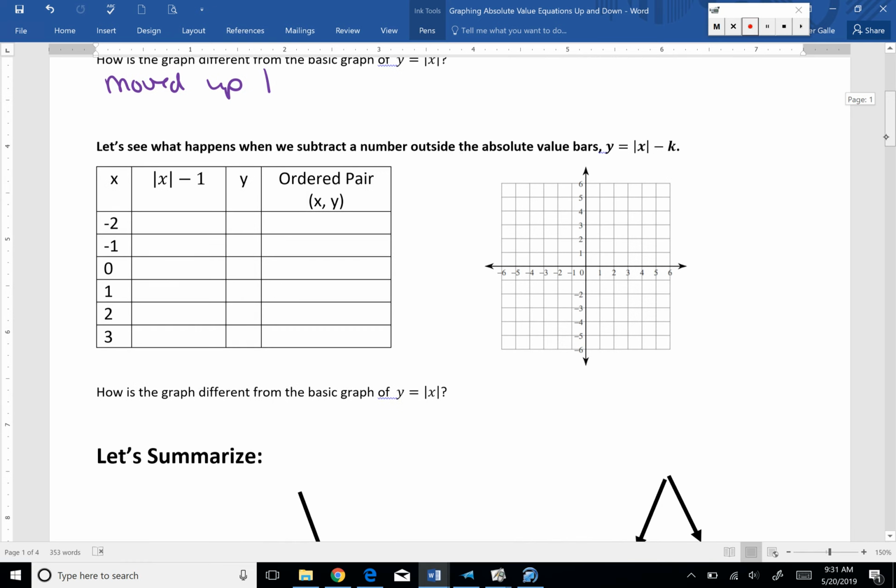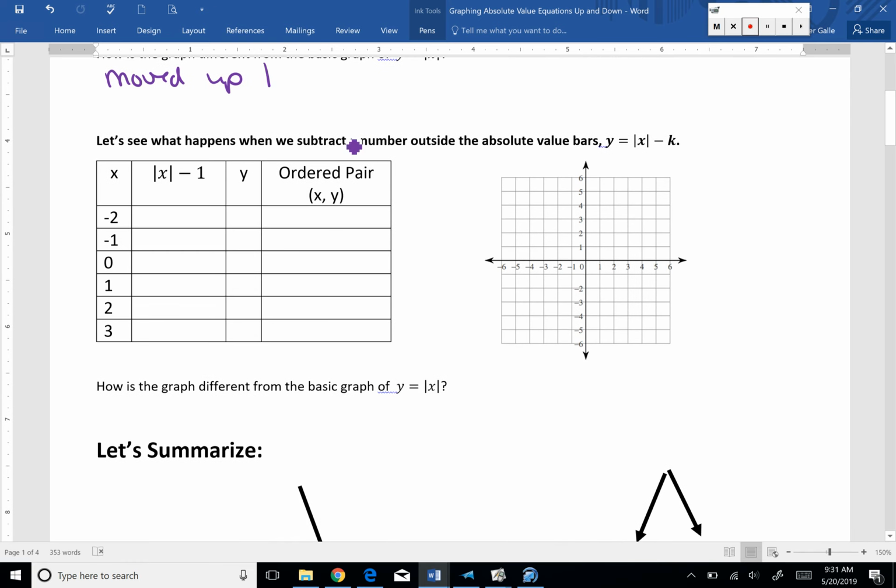Let's see what happens now when we subtract a number, but again, we're staying outside of the absolute value bars. So here's the generic form. Notice again, the absolute value bars are closed around the x. The minus the number happens after the bars, outside of them.